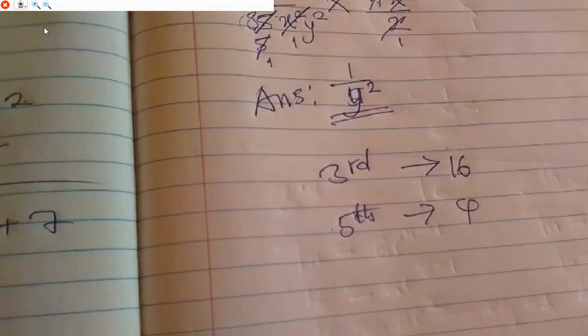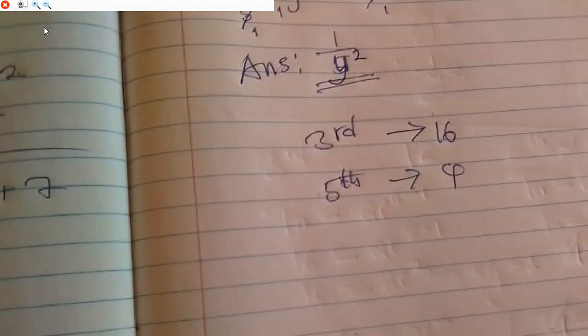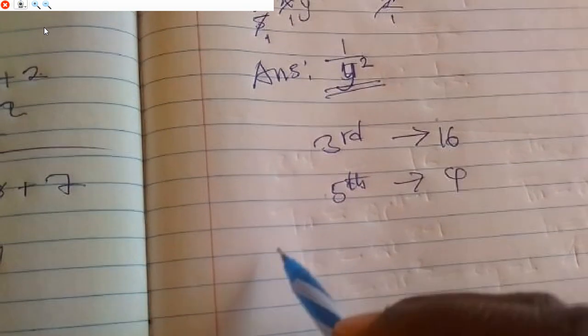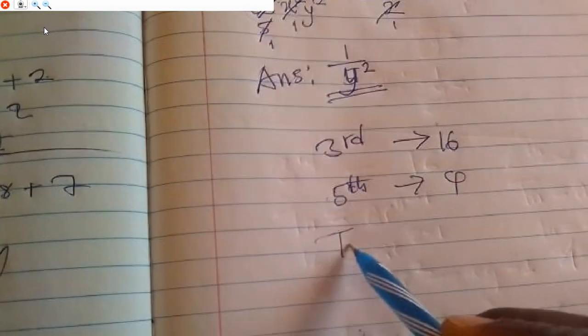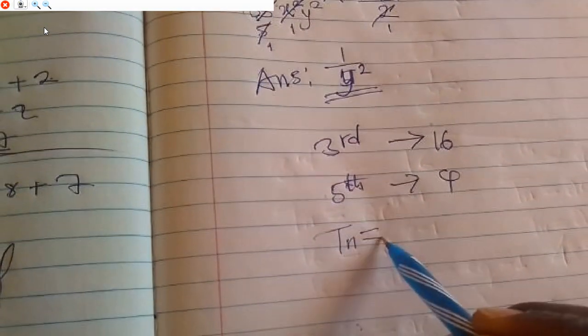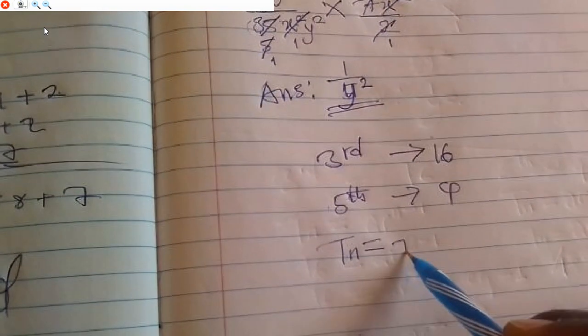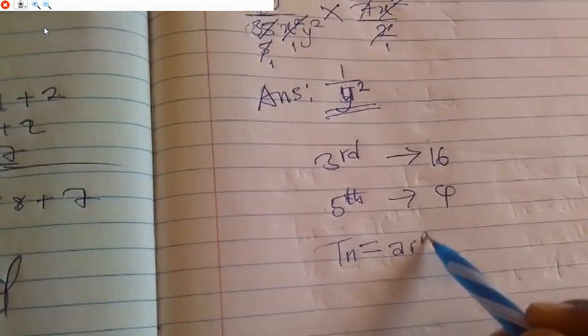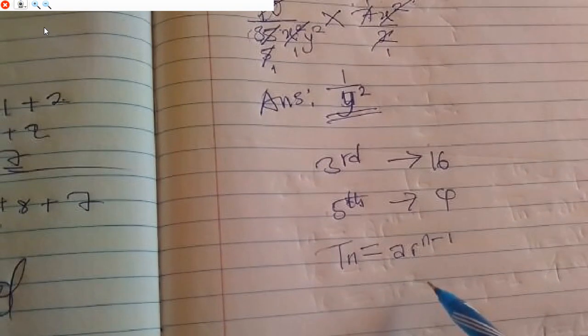So the first thing that we need is the formula for the nth term. So what is the formula for the nth term? The formula for the nth term is Tn equals ARn minus 1.